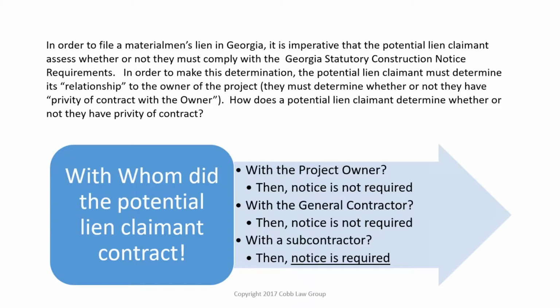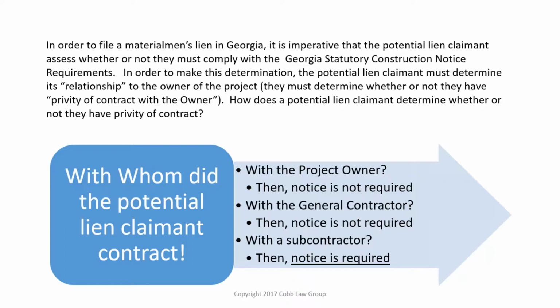In order to file a materialman's lien, it's imperative to understand whether or not a potential lien claimant, so keep in mind this means something you have to do when you first begin working on a project in Georgia, has to comply with Georgia's statutory construction notice requirements. In order to determine whether or not the notice requirements apply to you, it's important to understand your relationship with the owner of the project. In legal terms, that's called privity of contract. And in Georgia, it's different than it is in other states.